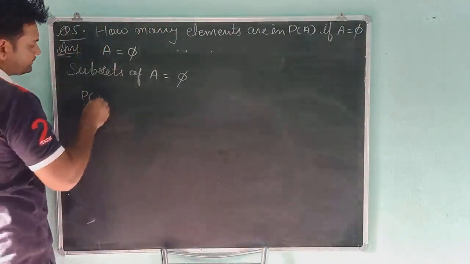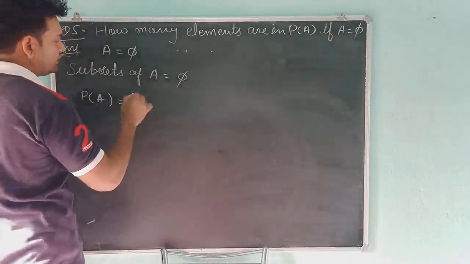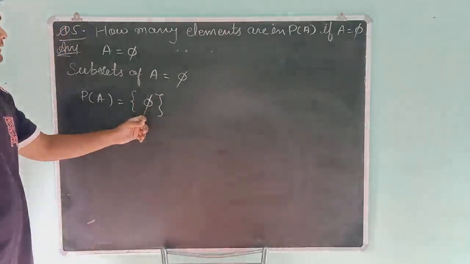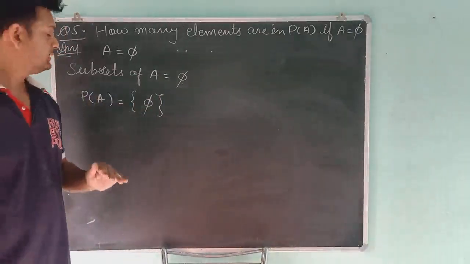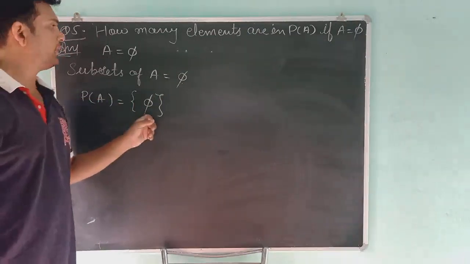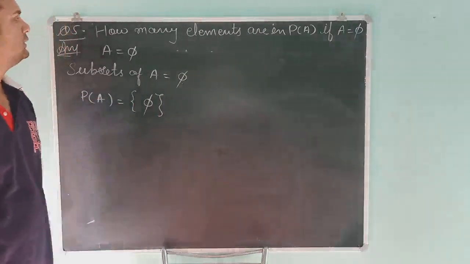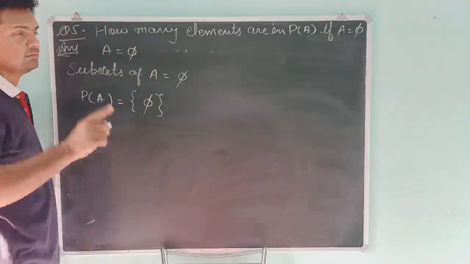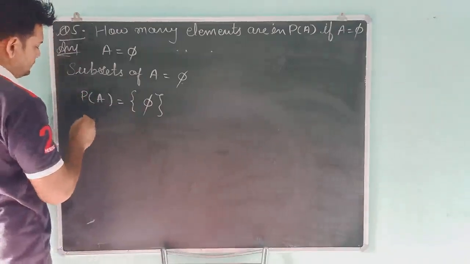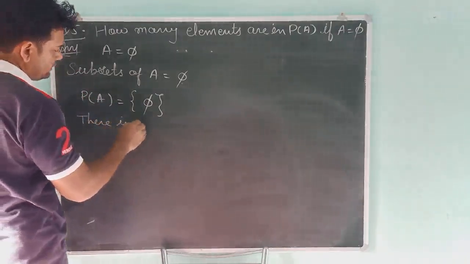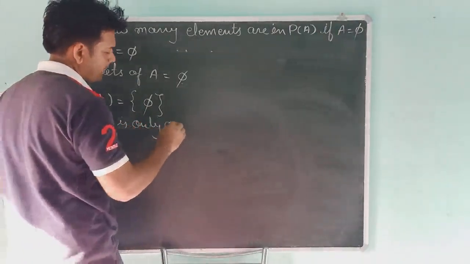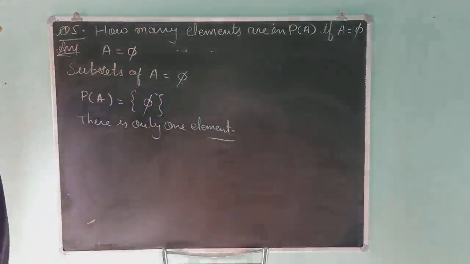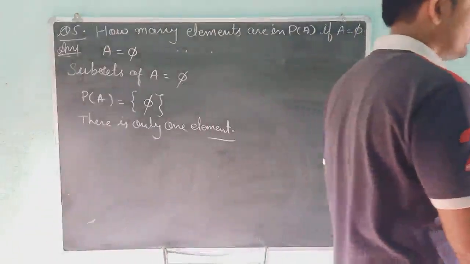So this is the subset. Put it in the brackets. This is the power set. How many elements are there in the power set of A? Phi. This is only one element. So how many elements are in P(A)? In P(A) there is only one element. This is the answer, students. This is the answer of question number 5.